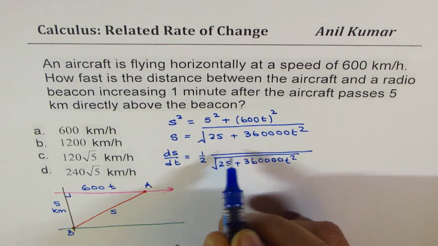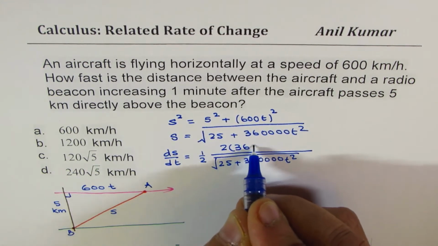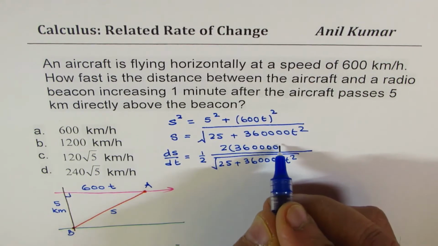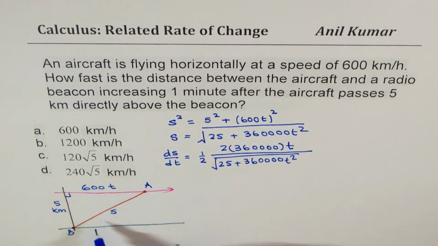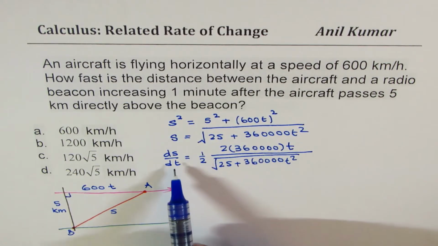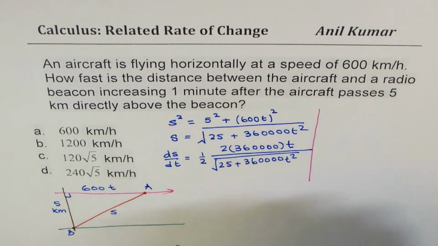Derivative of this in the numerator, which is 2 times 36,0000 t, right? So that is the rate of change of separation. We have to calculate this 1 minute after the aircraft passes. So time is 1 minute.